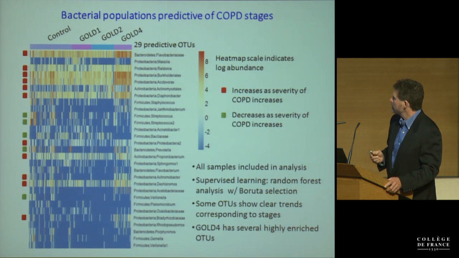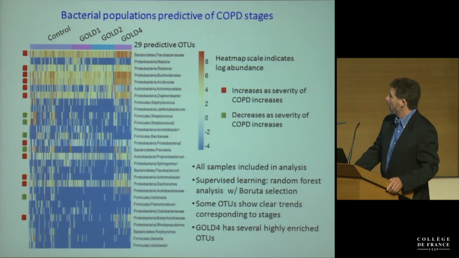But eventually, using a supervised learning approach, random forest analysis with Boruta selection, we were able to identify 29 predictive OTUs, and then when we plot these in this heat map, you can see, in some cases at least, there are some clear patterns for these populations.